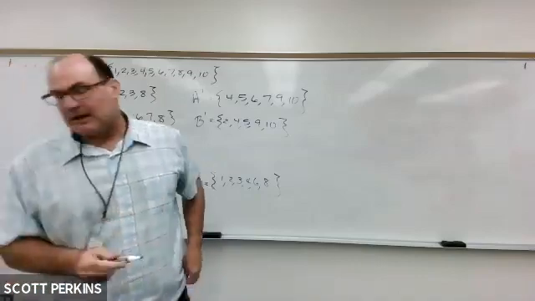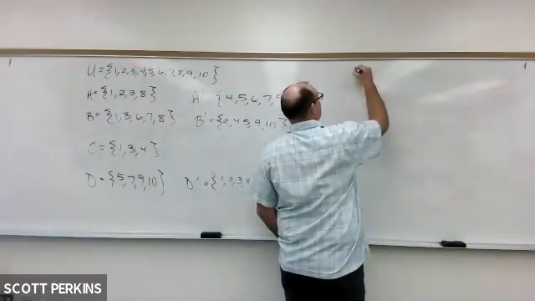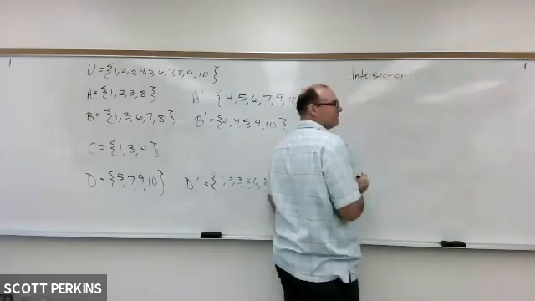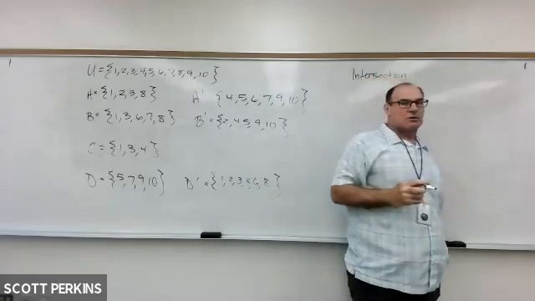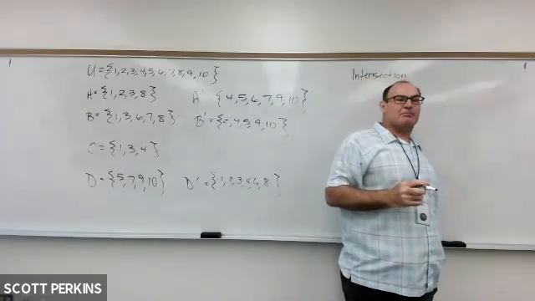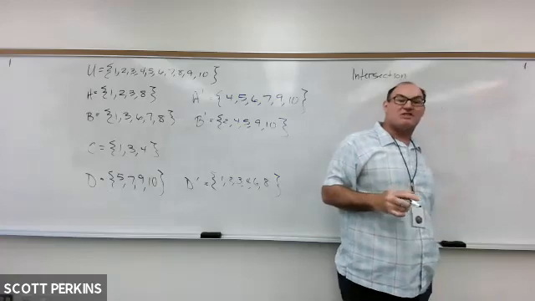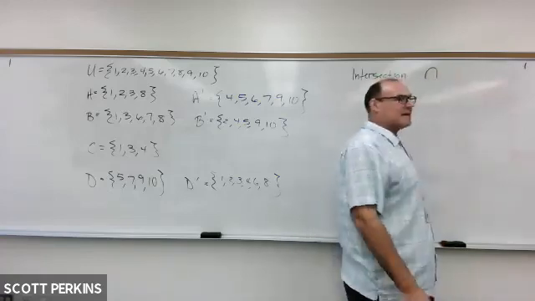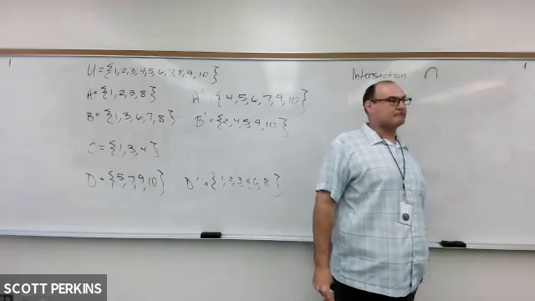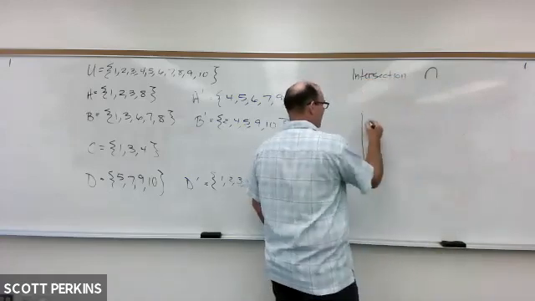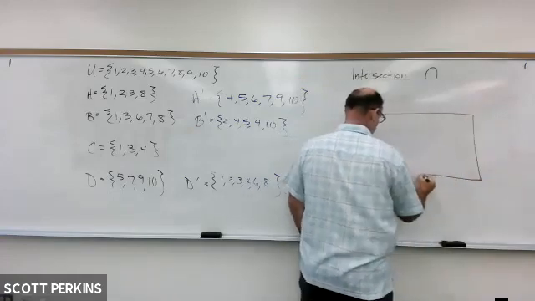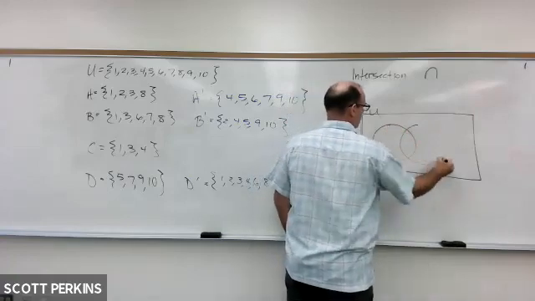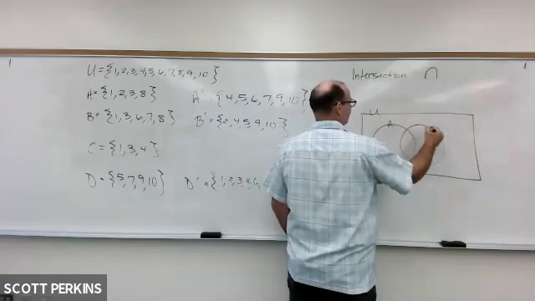Okay, the next set operation is called the intersection. The symbol, the operation symbol, like a plus sign or a minus sign, the operation symbol for the intersection is an upside down U, like a rainbow. So here's my Venn diagram. Here's my universe U. This is my set A. This is my set B.